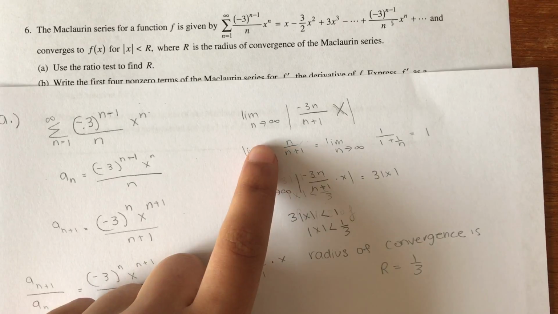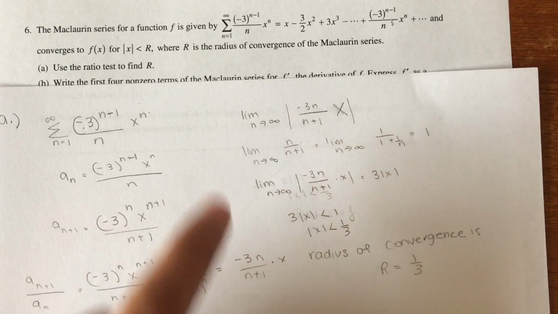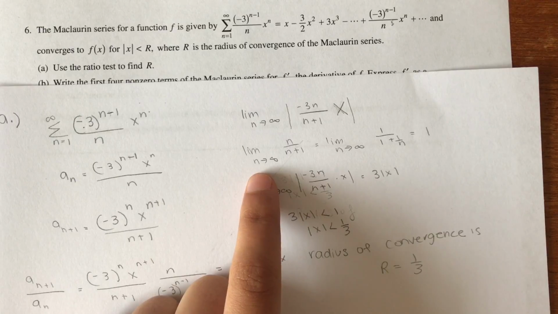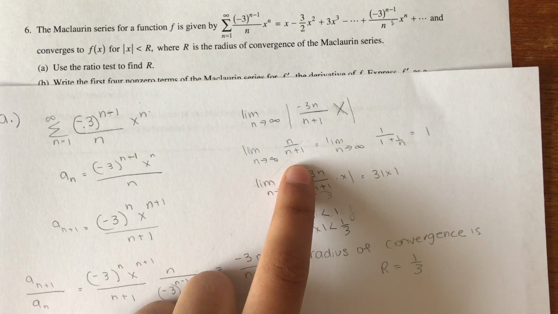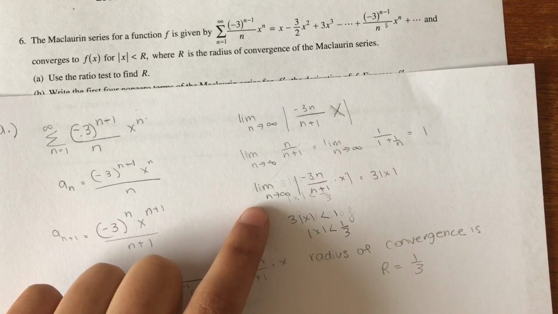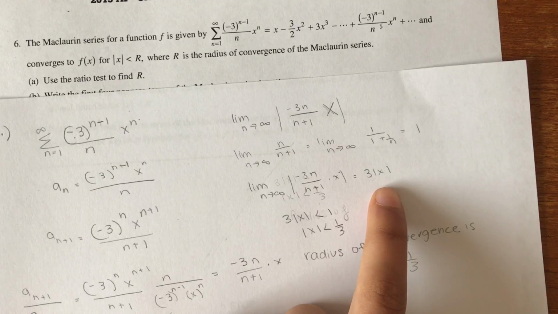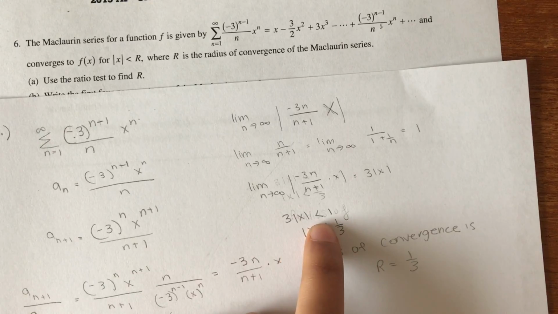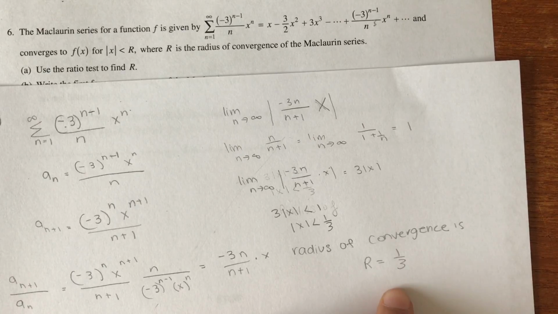And then you're going to find the limit as n approaches infinity of the absolute value of this expression. And as a helpful reminder, when you find the limit as n goes to infinity of n over n plus 1, you can divide top and bottom by n, and then find the limit as n goes to infinity, which just gives you 1. And so the limit as n goes to infinity of this expression is 3 times the absolute value of x. And to actually find the radius of convergence, you want to set your expression less than 1 and then solve for x. And so the radius of convergence is 1/3.